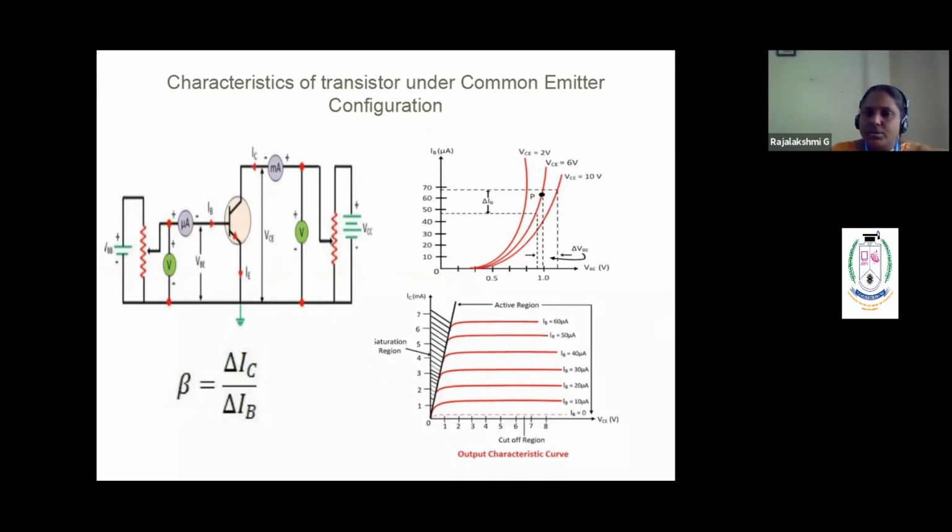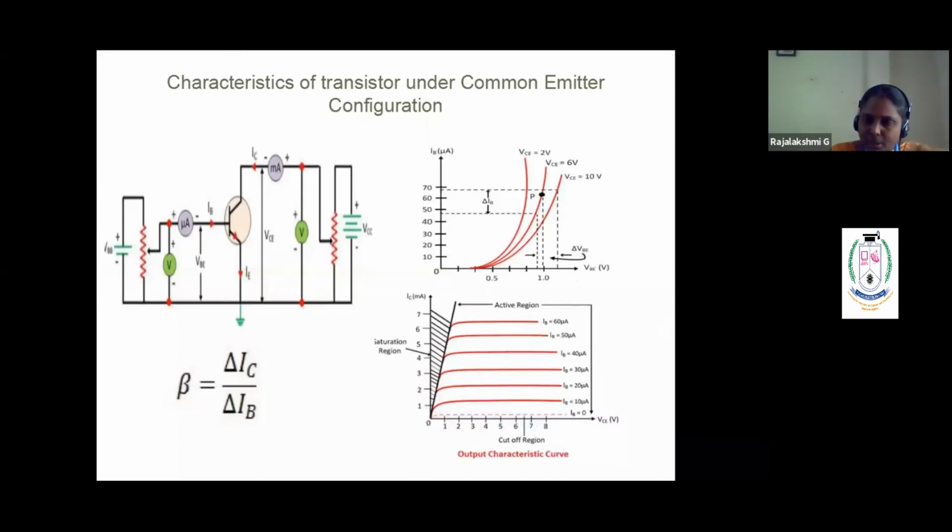So here also same case. You are going to increase VBE, note down IB. For a set of readings, make VCE a constant. Same way, if you look into the output characteristics, what we have to do, go to the second half. You have to increase the VCE voltage, note down the collector current.